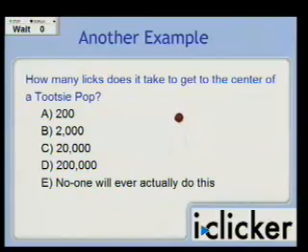So this one here, go ahead. You've got choices between 200, 200,000, or kind of some hope for humanity that we'll never know the answer. It'll remain a mystery. And go ahead, and I want you to tell the person next to you at least what you're going to vote and why you're going to vote it.